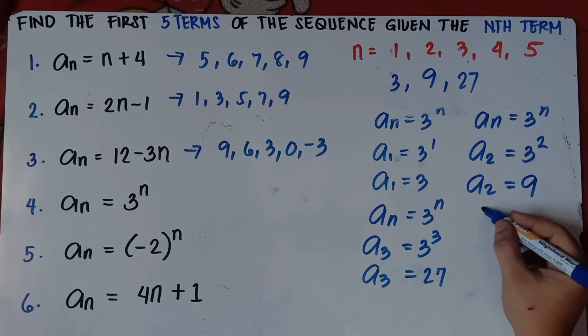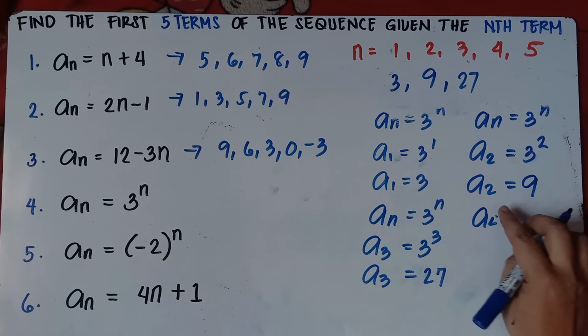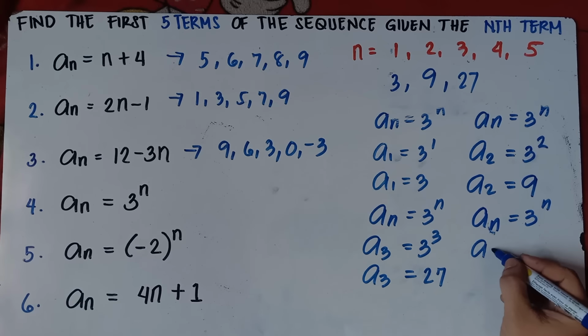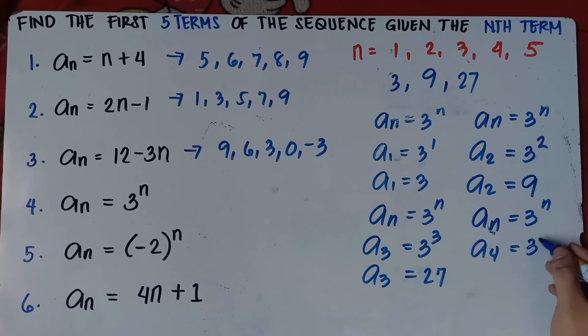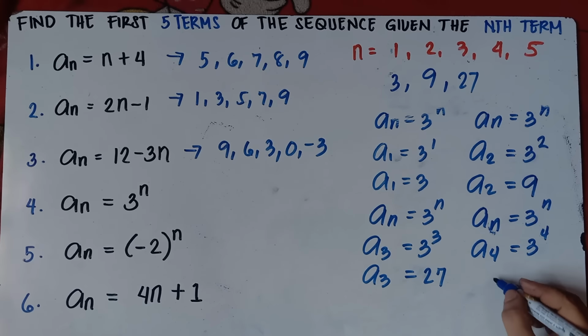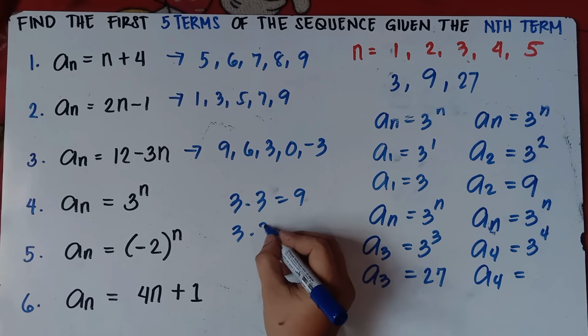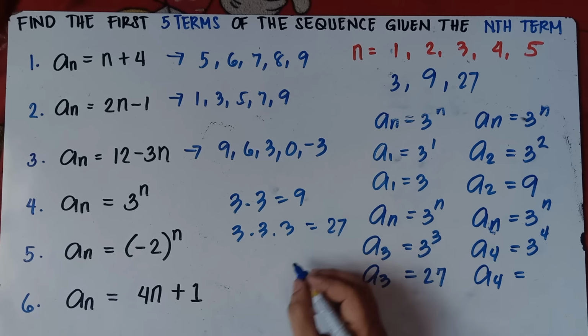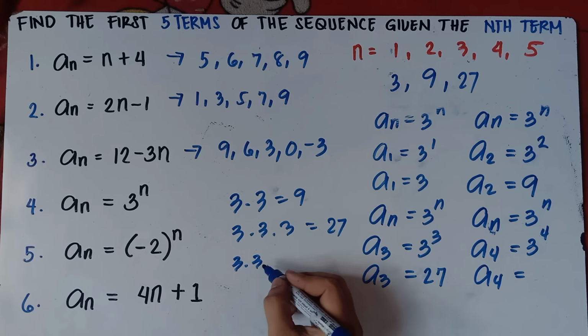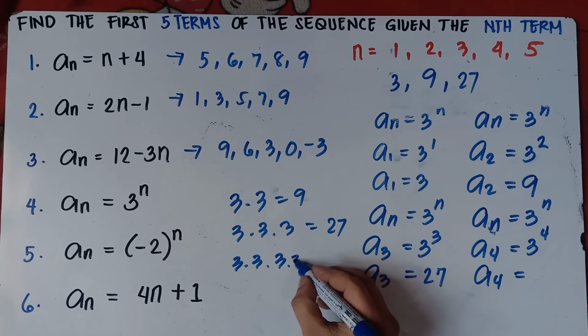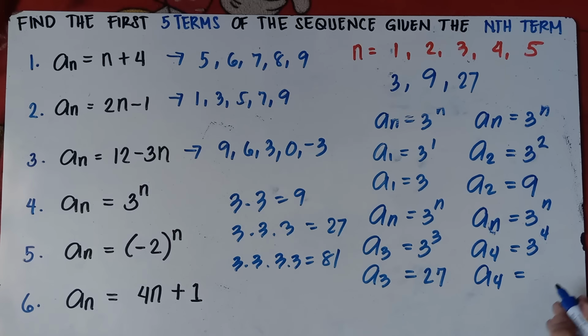Alright, so let's have a sub 4. A sub n equals 3 raised to the power of n. So a sub 4, the fourth term, is 3 raised to the power of 4. If 3 times 3 is 9, then 3 times 3 times 3 is 27. Therefore, you multiply 3 by itself 4 times, and times 3 is 81. So 81.